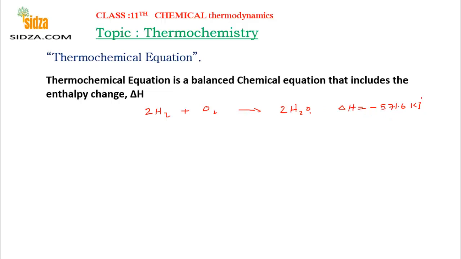So that means in this chemical equation, now when I mention the energy change also, this equation becomes a thermochemical equation. Here we have balanced the atoms and we have also mentioned the energy change during the chemical reaction. A thermochemical equation is a balanced chemical equation that includes the enthalpy change during the chemical reaction. And as we know, when reactants combine and form the products, either the energy will be given out or it will be taken in.